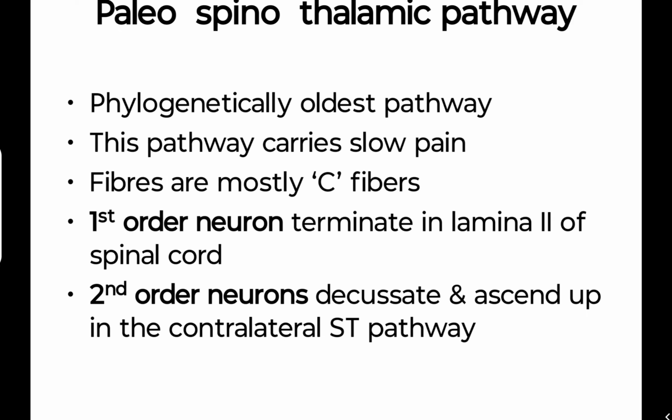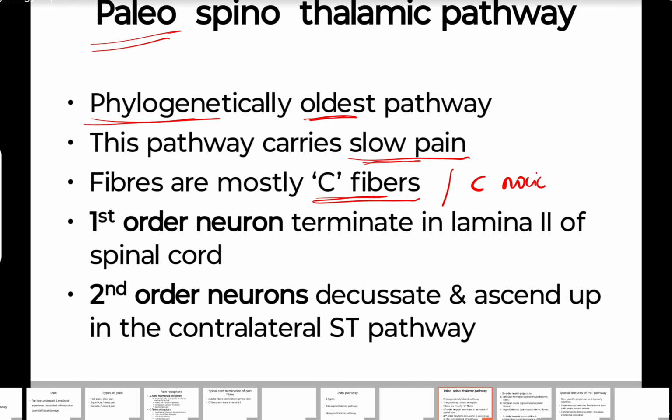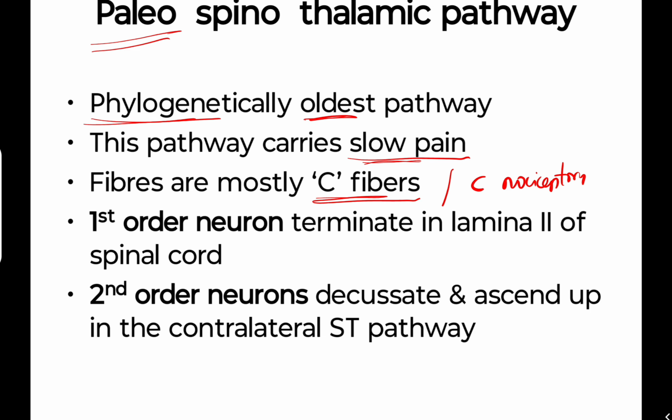Right. Now let us understand the paleospinothalamic pathway. Phylogenetically, or development wise, this is the oldest pathway, and this pathway carries slow pain. As I already mentioned previously, the slow pain is being carried by the C fibers, and the receptors for this pathway are C nociceptors. These are the receptors for slow pain. And the first order neuron, which starts from the C nociceptors, terminates in lamina 2 of spinal cord. The second order neuron crosses to opposite side. Remember, the information you need to remember here is that it crosses in front of the central canal to the opposite side, and it will ascend in the contralateral side.